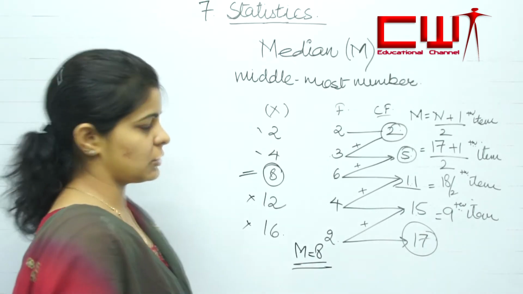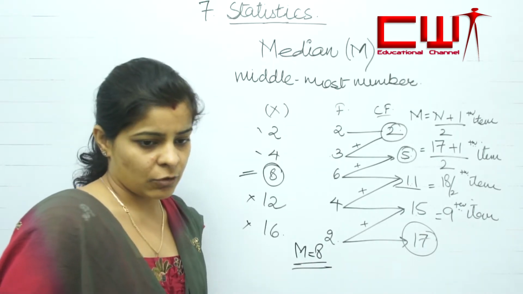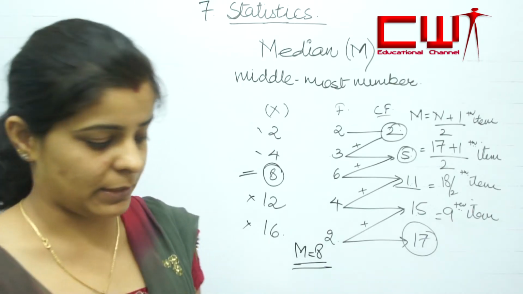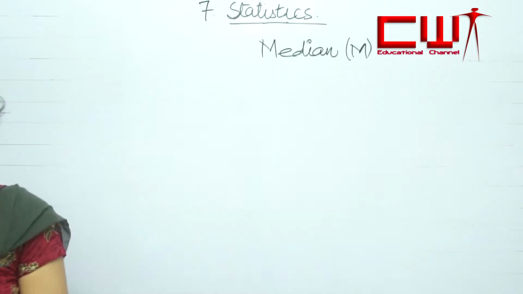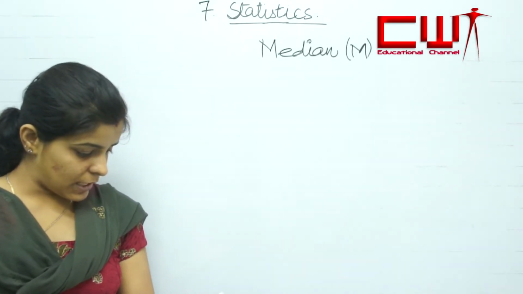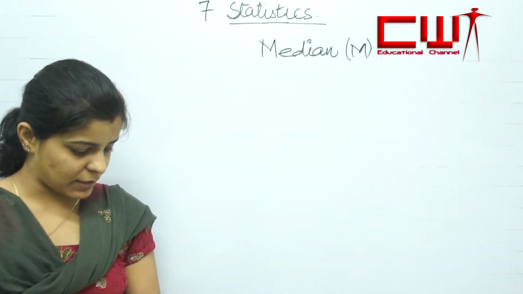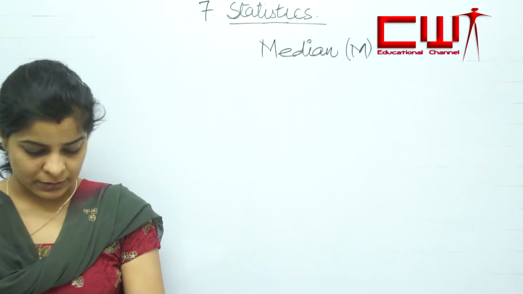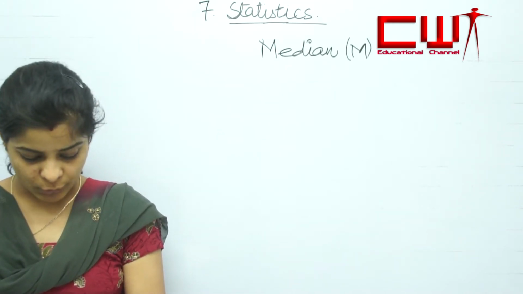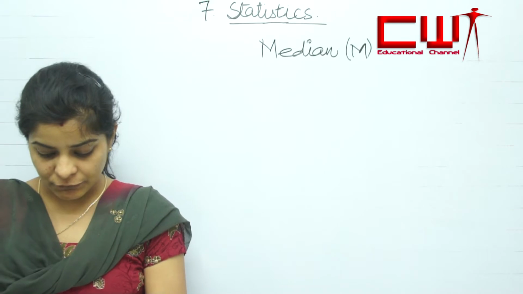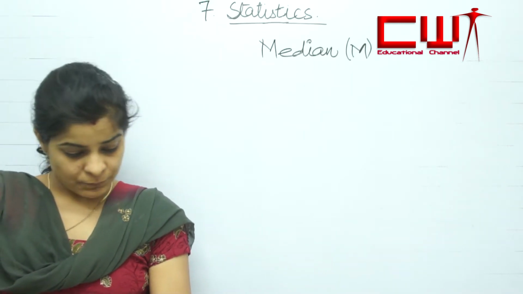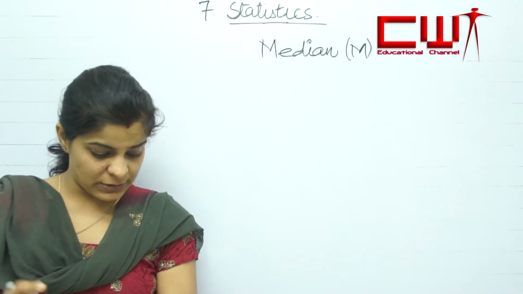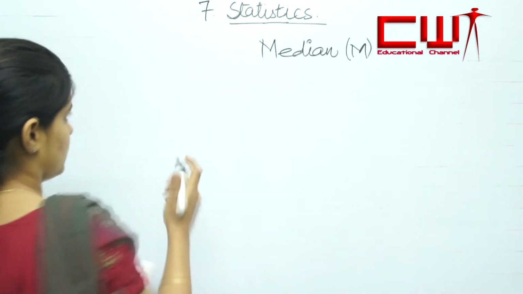We will switch to exercise 7.7 of median. The first problem for the median: the marks of a class test are given below. You have to find out the median. Marks are given to you and you have to find the median for those marks. So you have to write the marks. The series has been given to you. Please note down and write the marks.